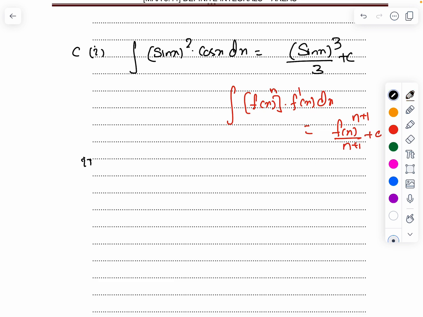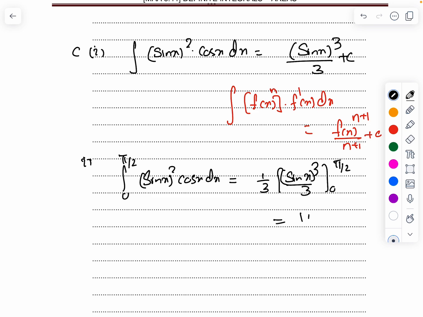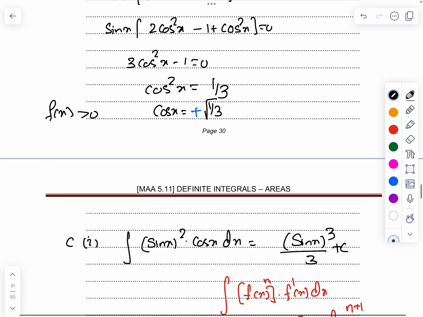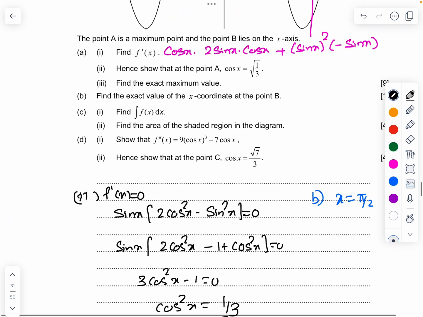Now for part 2, area, apply the limits 0 to pi by 2. Integral of sin x whole square cos x dx will become 1 upon 3 sin x whole cube, from 0 to pi by 2. So it's going to be 1 upon 3. That is part C.